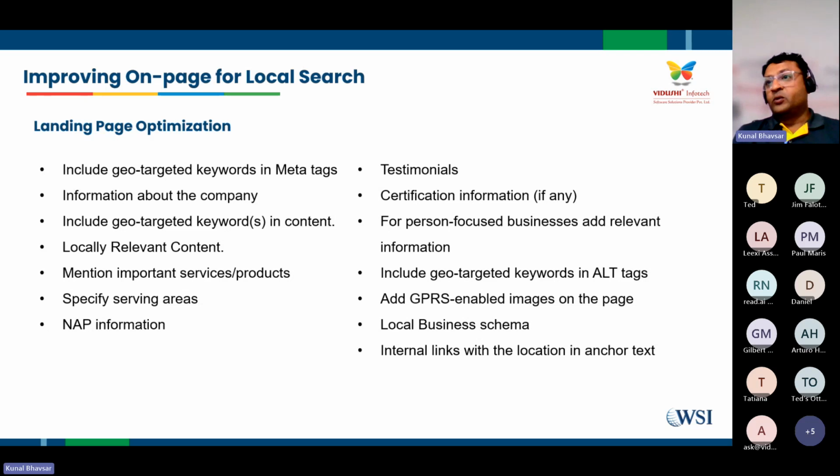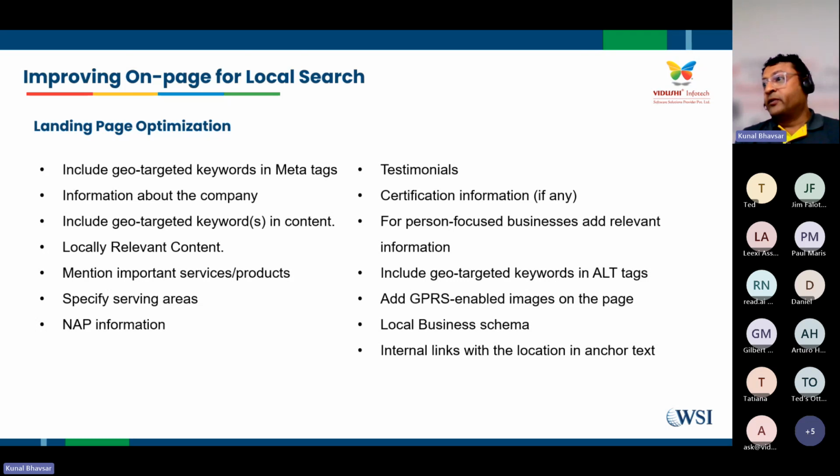On the landing page, you could include geo-targeted keywords in meta tags. You can add information about your company and geo-targeted keywords in the content. You could talk about locally relevant content and mention important services and products. You could specify serving areas on this page. It is important to add NAP information somewhere in the footer of the page. Again, we could add testimonials and certification information to establish trust.